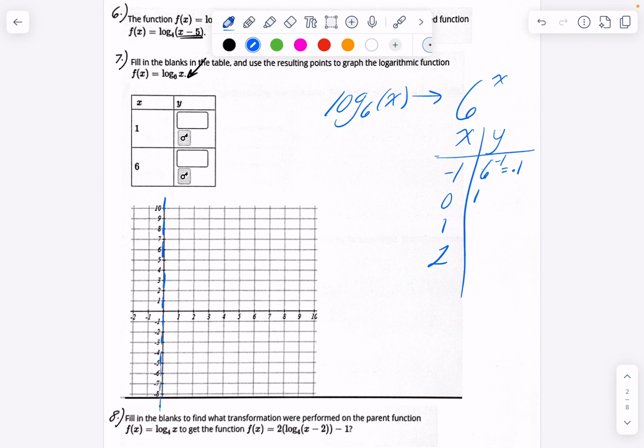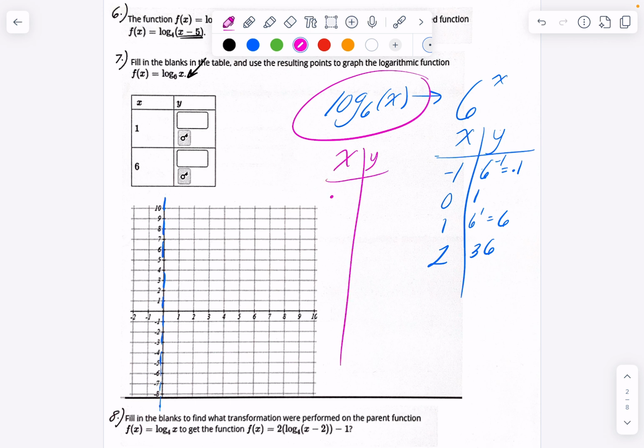6 to the 0 is 1. 6 to the first is 6. 6 to the second is 36. But don't graph those points. We're graphing the log, so we need to switch them. So we have the points (0.1, -1), (1, 0), (6, 1), (36, 2). So we go over 0.1 down 1, over 1 up 0, over 6 up 1. And then I know my graph of my log is a sideways exponential function, trying to go through that point there. And then we could fill in the blanks here. So we see that it was (1, 0) and (6, 1).